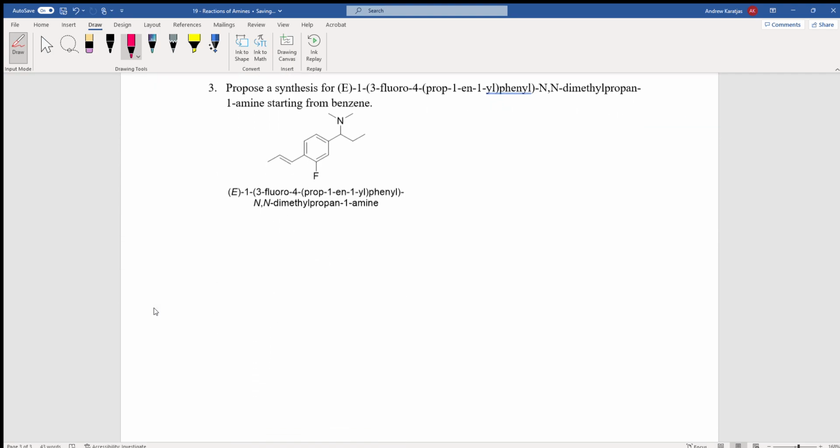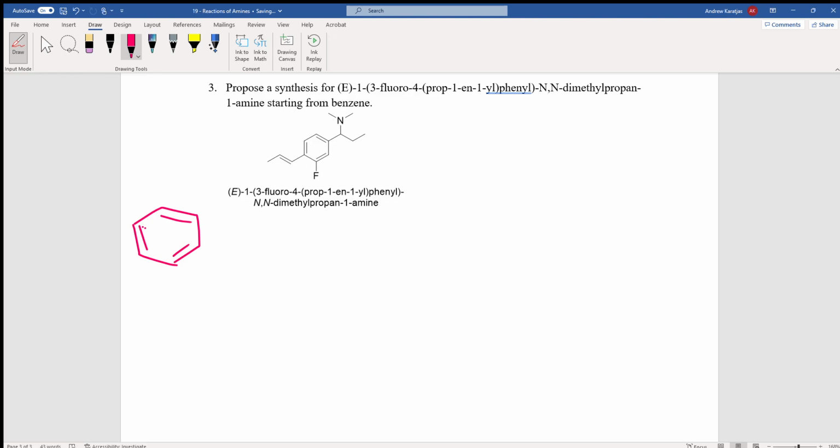And then finally, this set of questions ends with the synthesis question. We've got this tri-substituted aromatic that we're going to try and make from just benzene. So we want to end with benzene, and we need to put an alkene on there, a fluorine, as well as that amine group. So the question becomes, how are we going to do this?